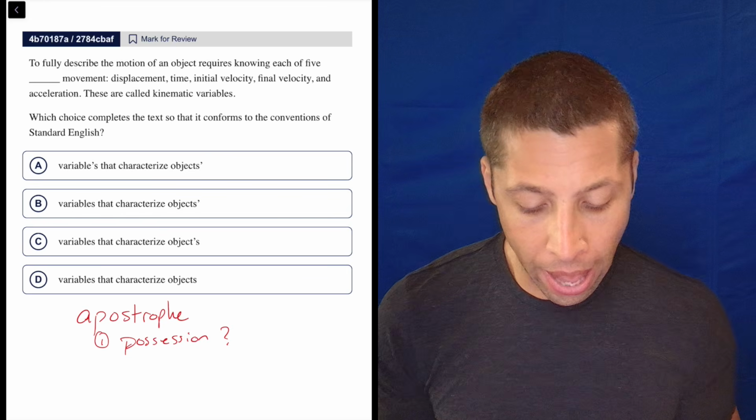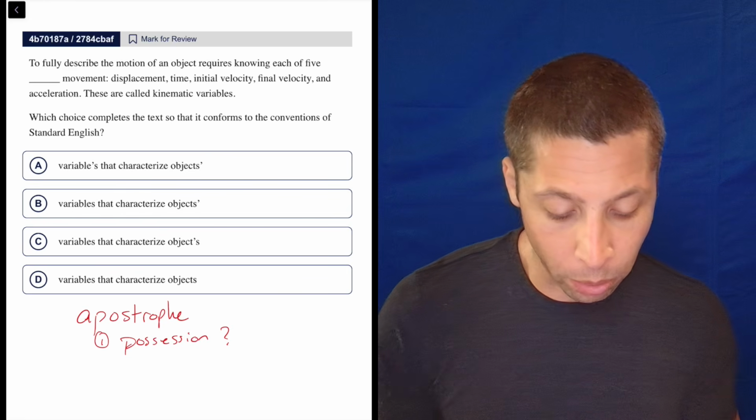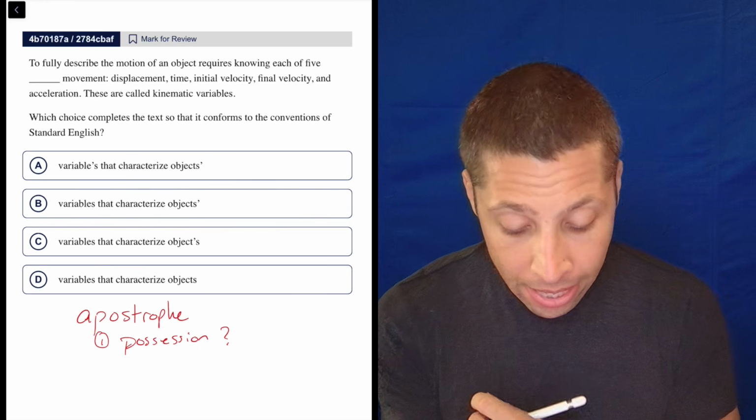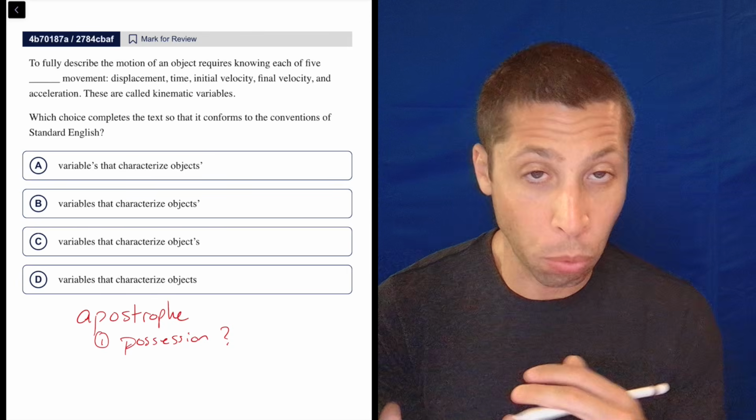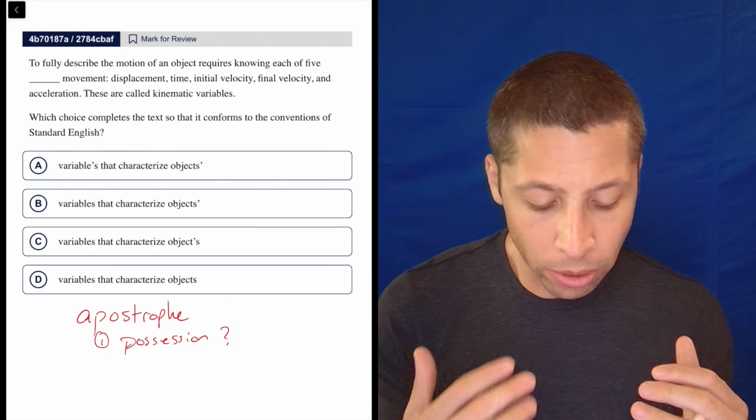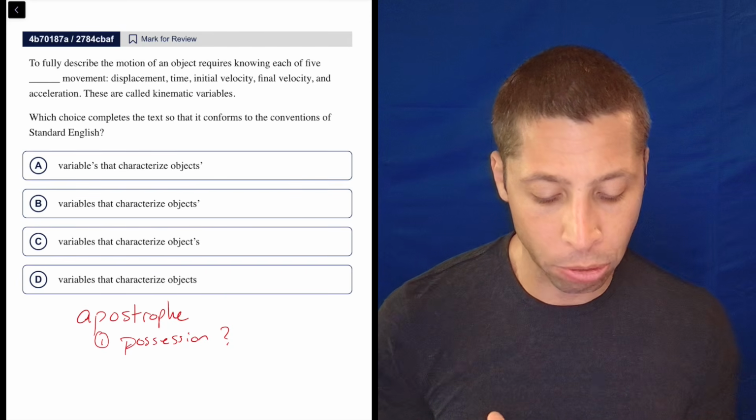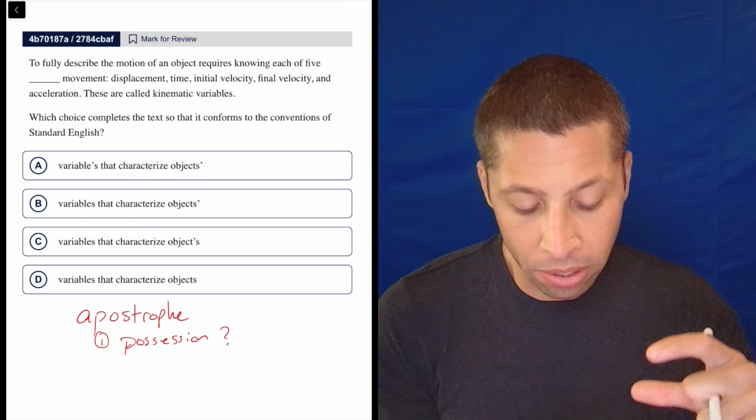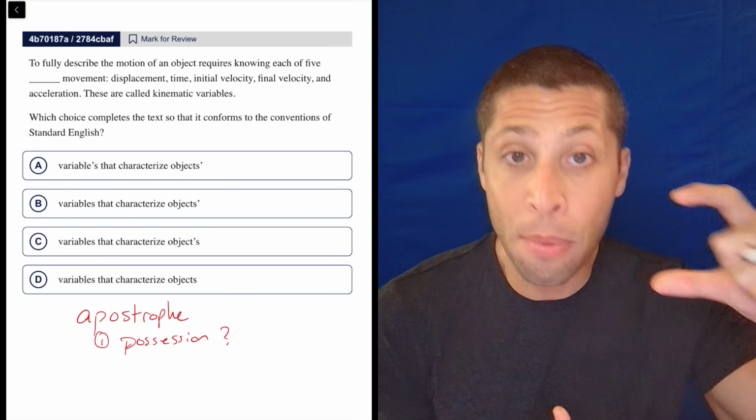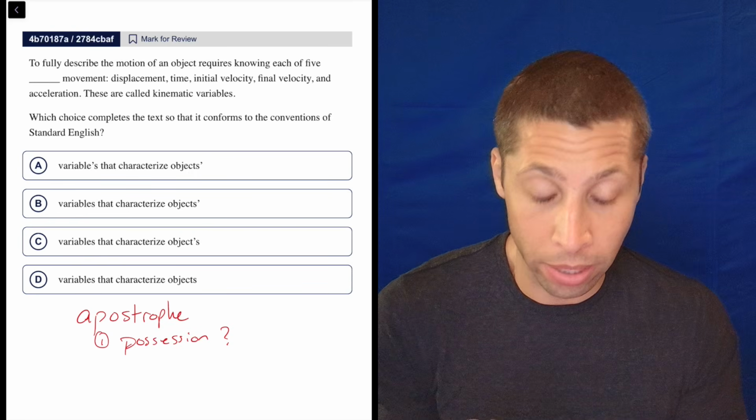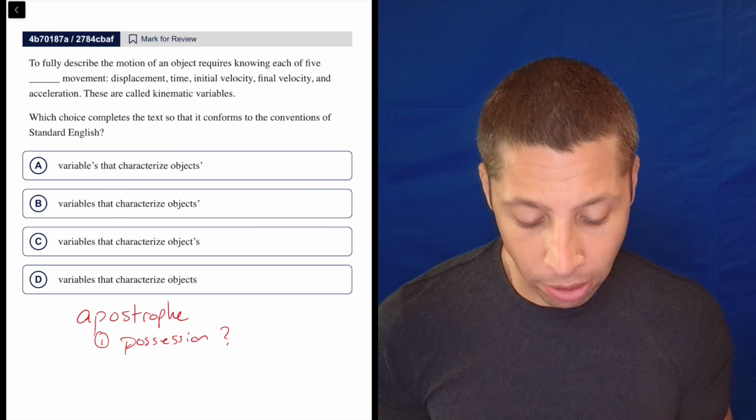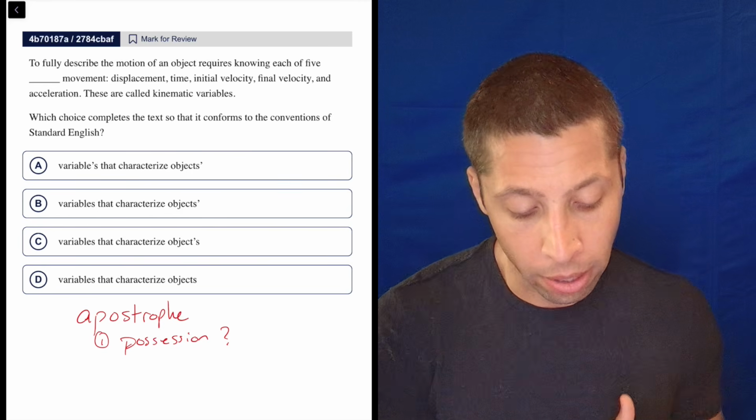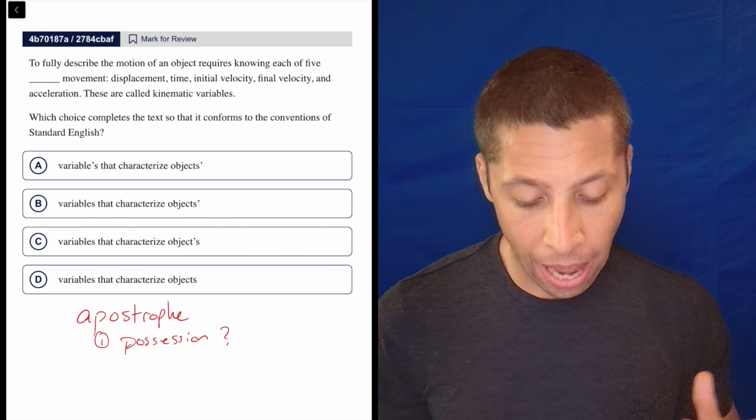I can tell that the difference between choices A and B and C is that there are apostrophes before or after the S, but I'm more interested in whether the word objects needs an apostrophe at all. So I'm thinking of choices A, B, and C as the same thing, and choice D as being the one that's different. So let's look at that. Starting at the end is where I like to start. Do the objects have movement?